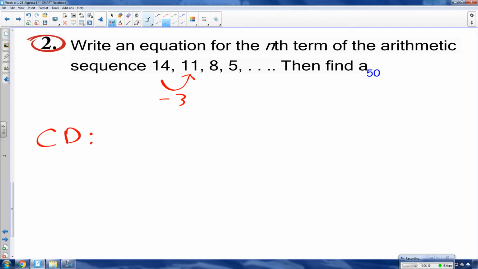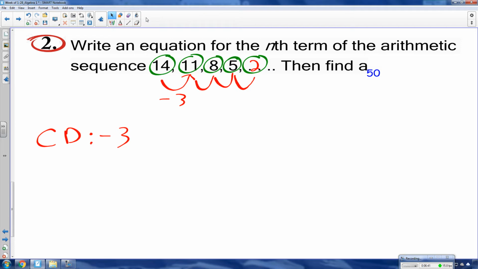Now, if I was to go like this, 14, 11, and we know that this is going to be 2, agree? How many numbers are here? If we look at the green circles, we got 1, 2, 3, 4, 5 numbers, agree? How many spaces are there between the 5 numbers? No, just spaces individually, the red spaces. How many times did I add 3, or -3? I subtracted 3 4 times.